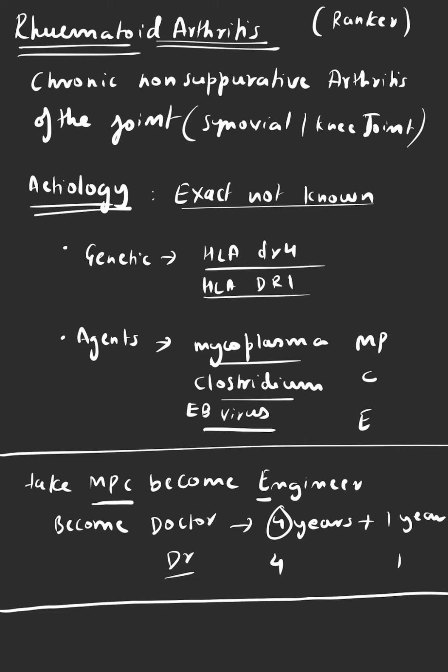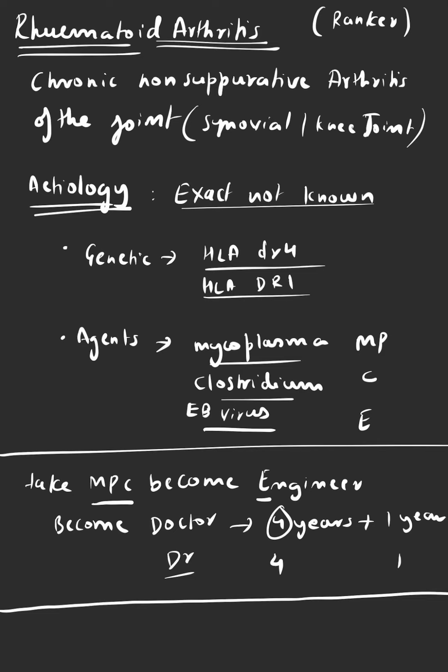When we talk about the genetic theory, what has been proposed is that two genes are involved: HLA-DR4 and HLA-DR1. These two genes are involved in the pathogenesis of rheumatoid arthritis. And when we talk about agents, you just have to remember the mnemonic MPCE, that is nothing but Mycoplasma, Clostridium and Epstein-Barr virus. If you can remember this, more than enough.